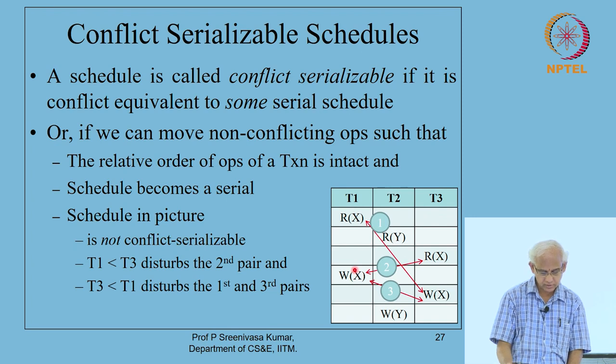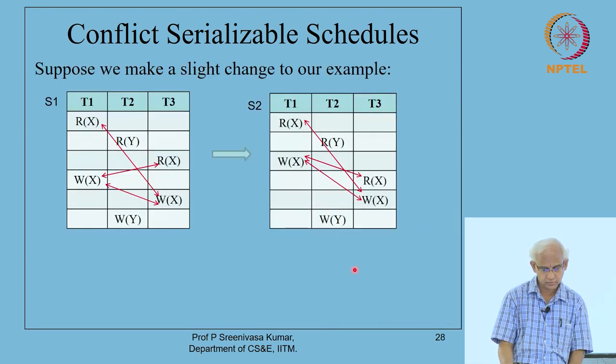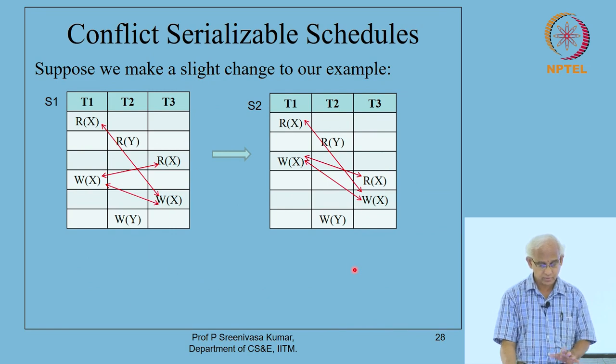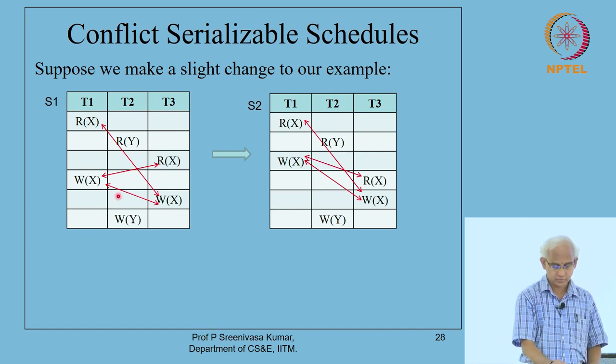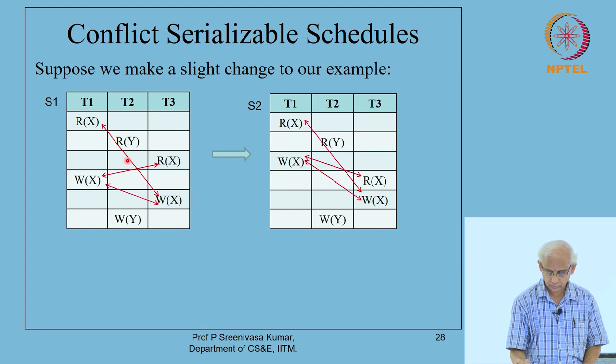Now, to illustrate a slightly better situation where we can realize conflict serializability for this particular schedule, let me change it slightly. Let us focus on this example and then change it slightly. What is the change I have done is to simply swap these two operations, swap this and this. So, I put Rx here and Wx above.